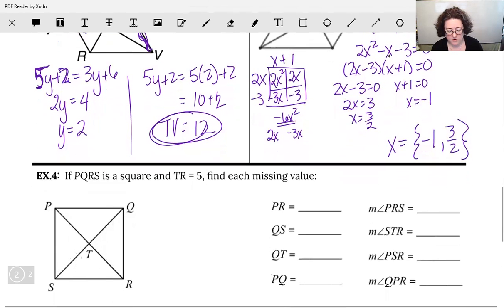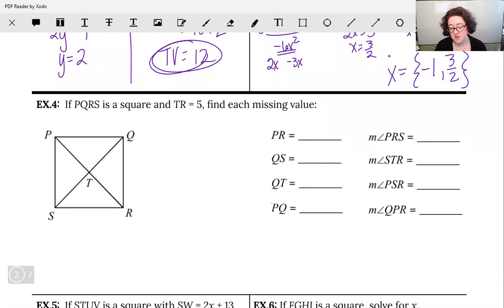Here we go, example 4. Same kind of thing as we saw before, we're going to be given some information and we have to fill in the rest of the pieces. PQRS is a square. So I know all the corner angles are 90, all the sides are congruent, all the pieces of the diagonals are congruent, my corner angles get cut in 45 degrees, and that center piece is all perpendicular. They tell us segment TR is 5.